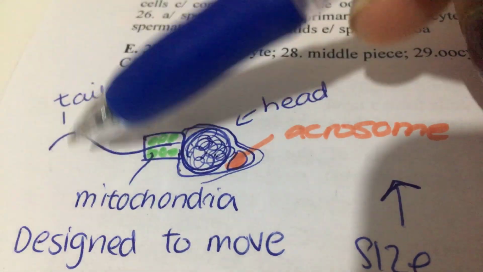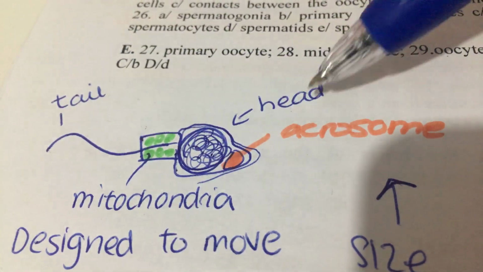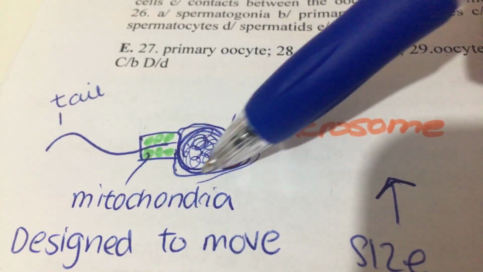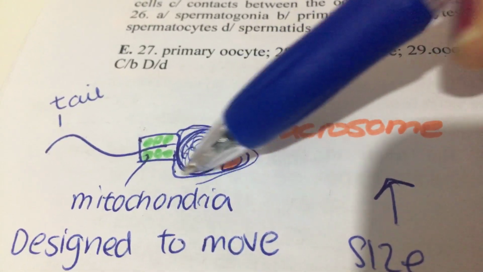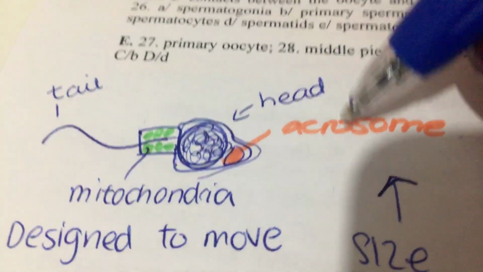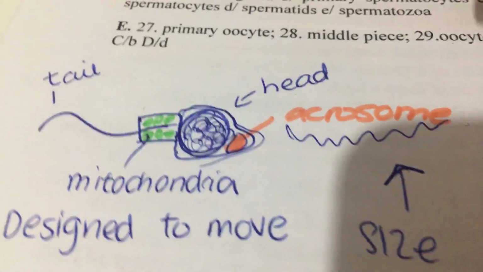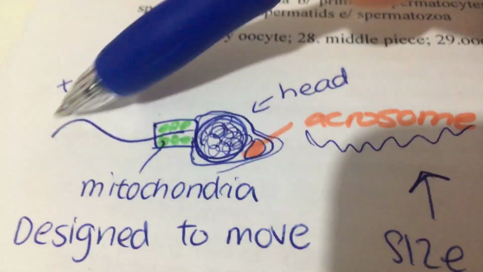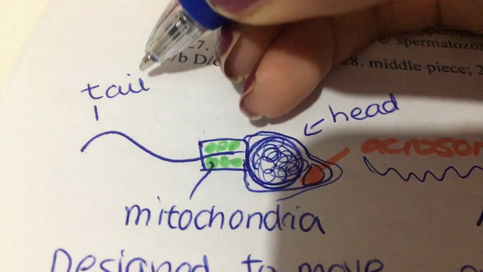So here's the sperm and here's the tail. So basically, the head of the sperm is where the money's at. So this is where the nucleus is. This is where the genetic information is. This is where the very, very important acrosome is. Now, the rest, okay, so the tail's important for movement. That's like its one function, okay?